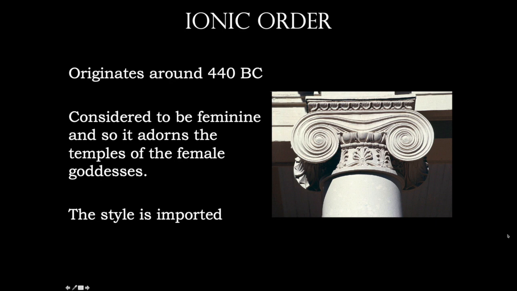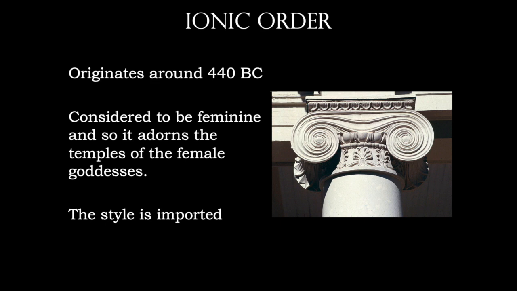So we're going to move on from the Doric order to the Ionic order. The Ionic order dates back to around 440 BC. It is considered to be feminine. These columns are tall, very thin, graceful, and they are usually what's going to adorn the temples of the goddesses. The style is imported. It's called Ionic because it comes from the Ionia region, which is present-day Turkey.